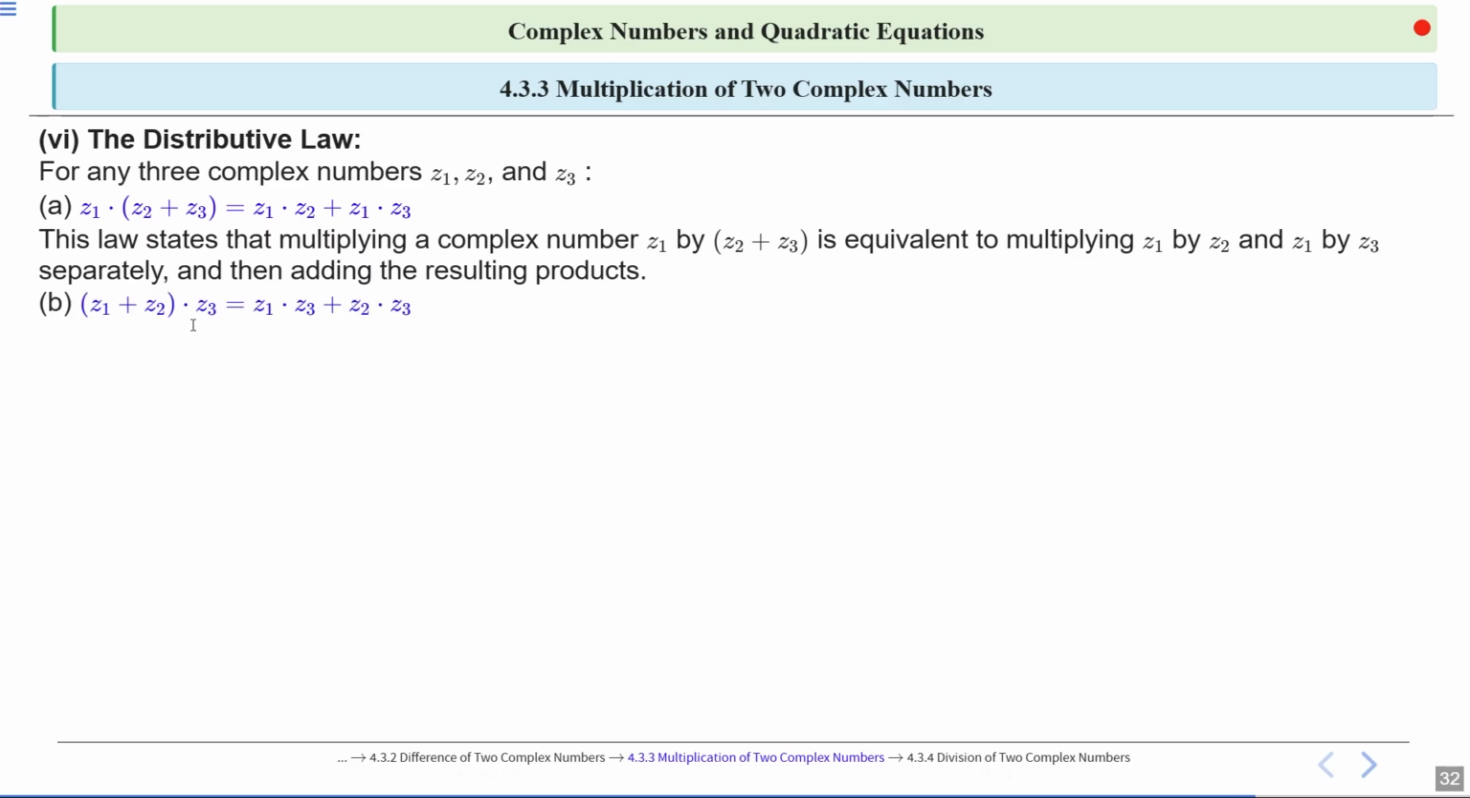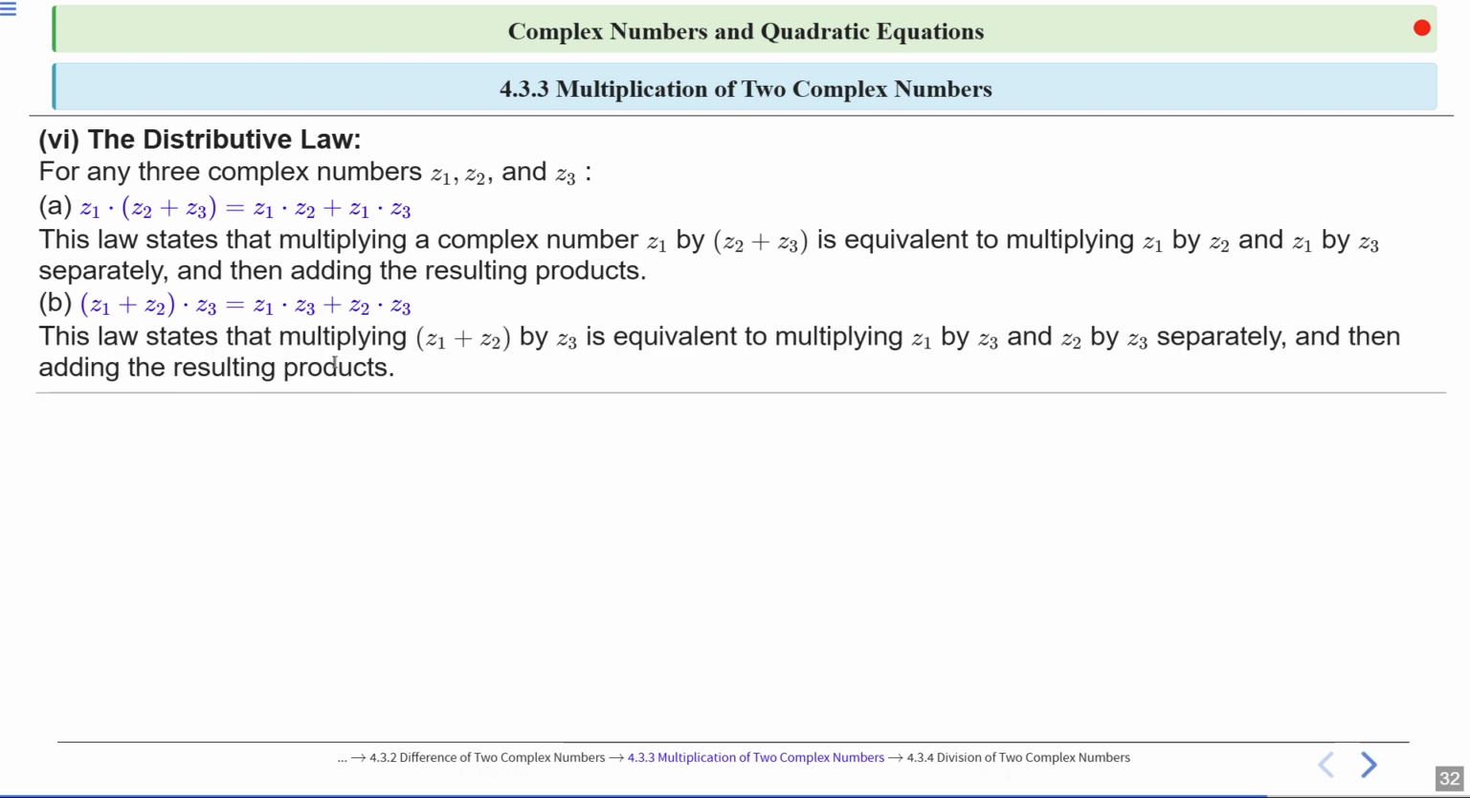Then the second distributive property, that is z1 plus z2 times z3 equals z1 times z3 plus z2 times z3. So this law states that multiplying z1 plus z2 by z3 is equivalent to multiplying z1 by z3 and z2 by z3 separately, and then adding the resulting products.